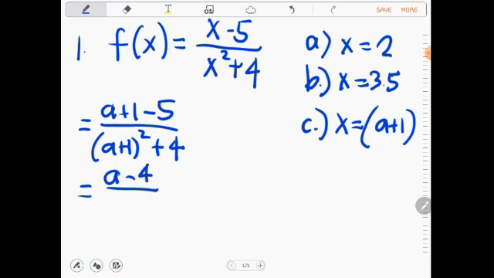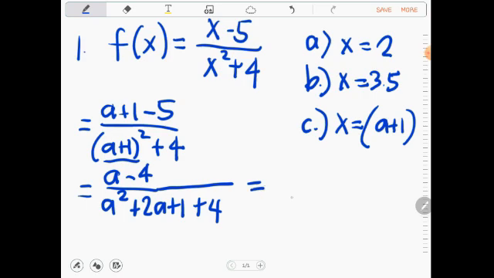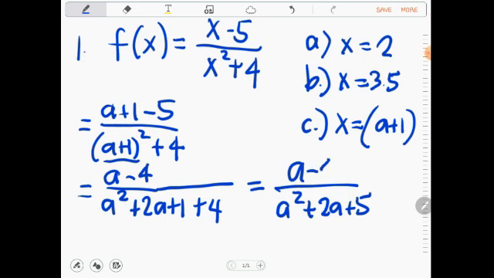Whereas yung ating denominator, we can expand that, yung ating quantity a plus 1 squared, pwede natin siyang i-expand into a squared plus 2a plus 1 and then plus the whole number na 1. Okay? And kapag sinimplify natin yung ating denominator, it will give us to this equation, a squared plus 2a plus 5. Then, copy mo lang yung ating numerator na a minus 4. And yan yung ating final answer sa letter C.